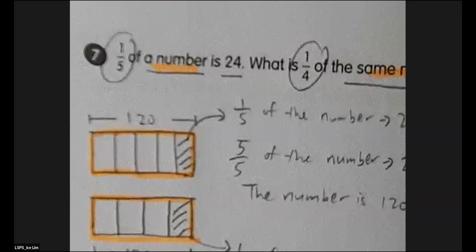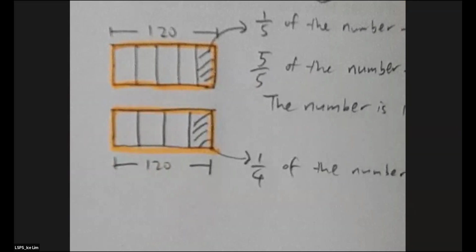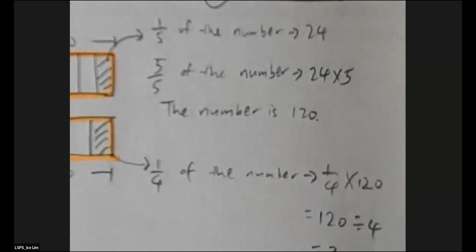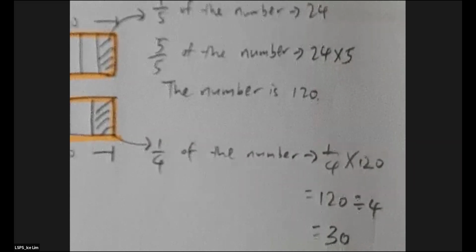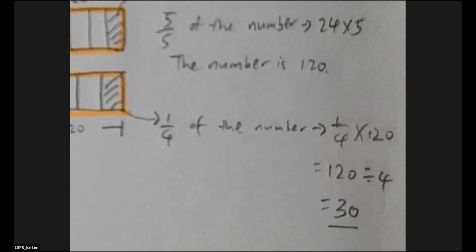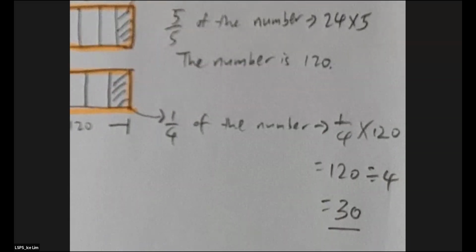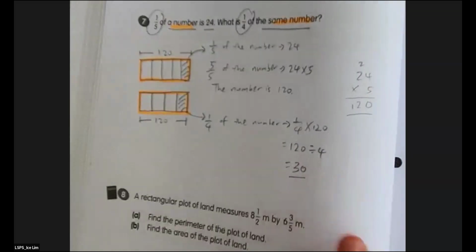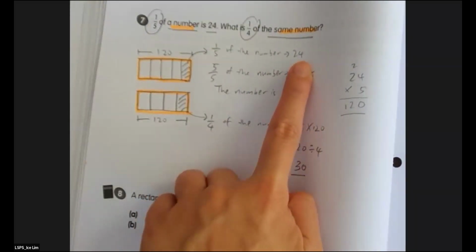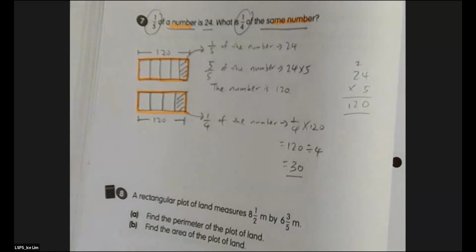Then, this is how the model looks like. 2 same bars but cut differently. So the first one says 1/5 is 24. So I find the number actually is 120. Then I find 1/4 of the number is 30. The first one says the whole of the number is 120. So 1/5 of 120 is 24. So 1/4 of 120 will be 30. Is it okay?